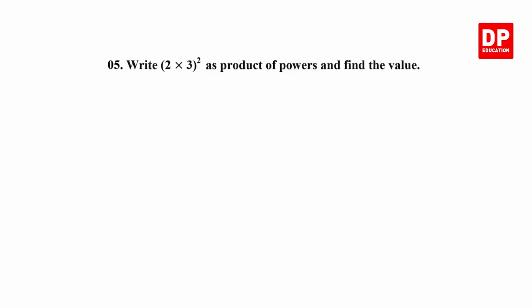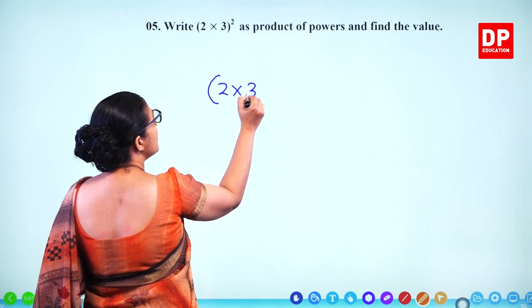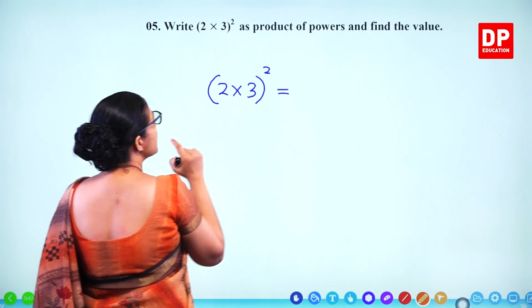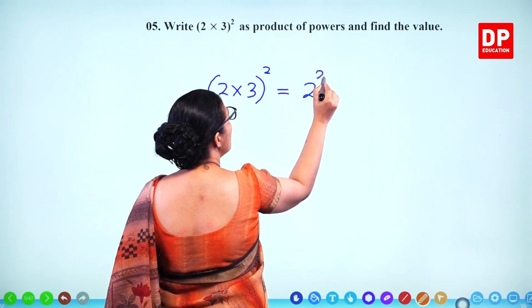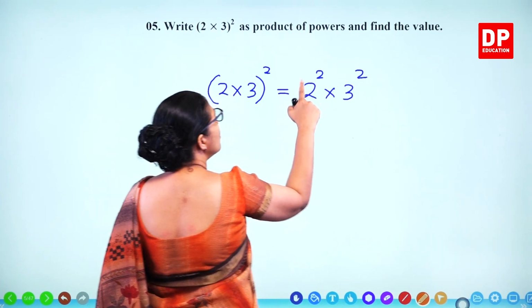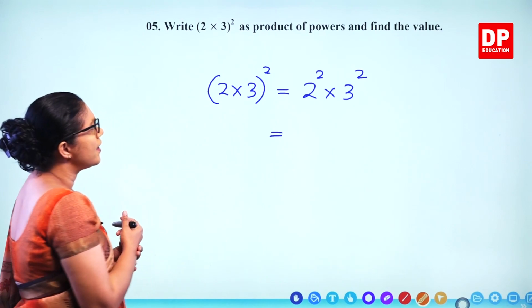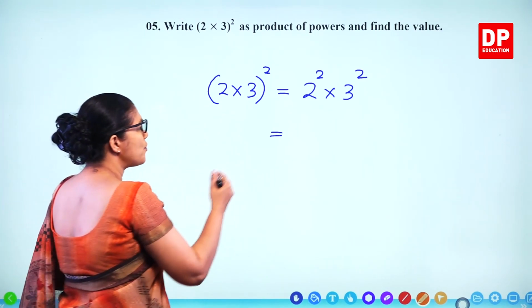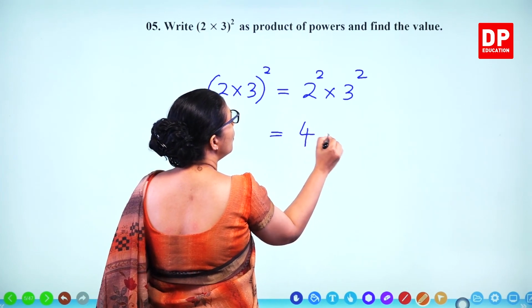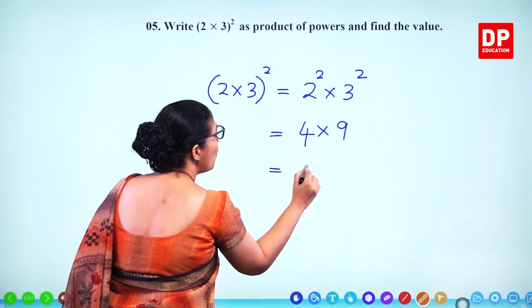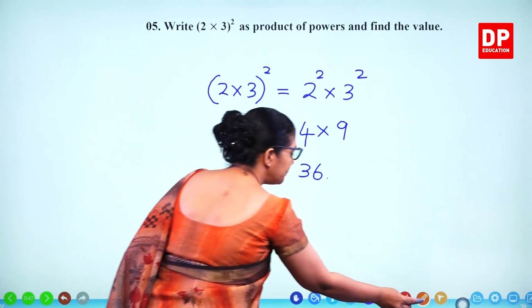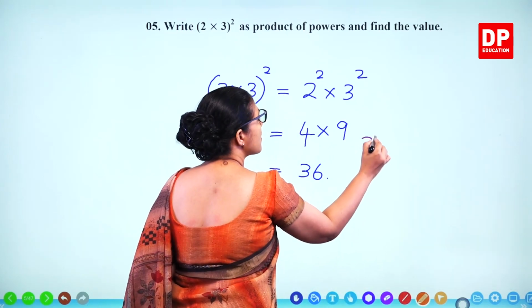Question number 5. Write 2 times 3 squared as a product of powers and find the value. How can you write this one? This is a product of powers, so you have to consider power 2 for both: 2 to the power 2 times 3 to the power 2. First write it down and then find the value. What is 2 to the power 2? 2 times 2, that's 4. What does 3 squared mean? 3 times 3, 9. 9 times 4, 36. 2 marks.